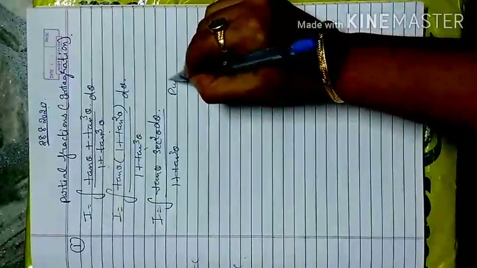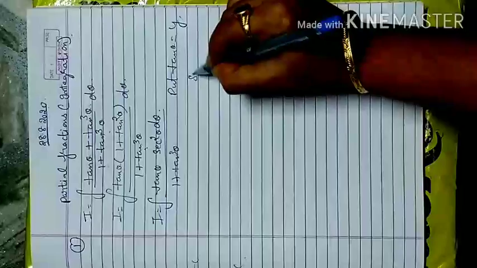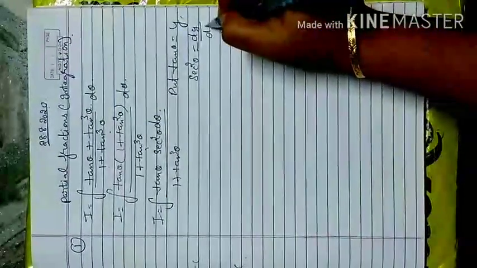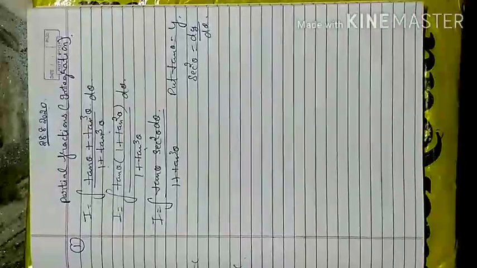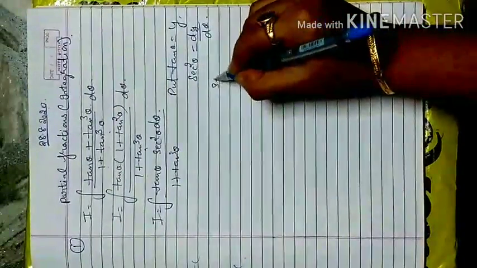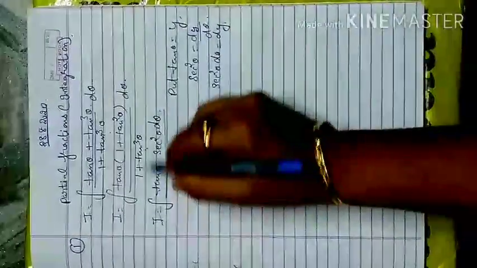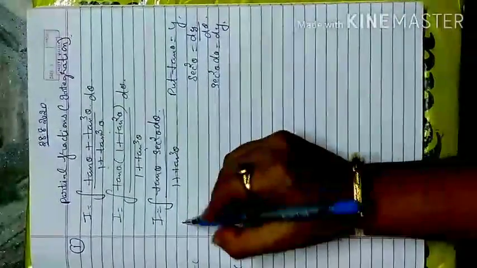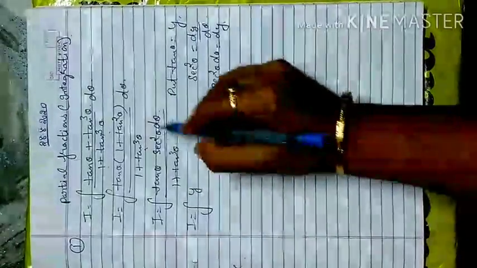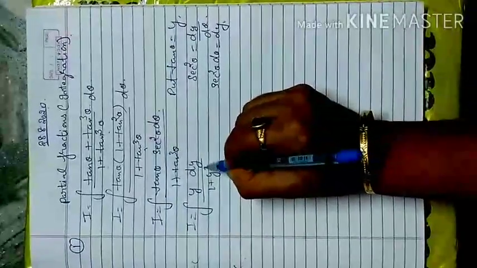Now we put tan theta equal to y, so when you differentiate, dy by d theta gives secant square theta, and secant square theta d theta changes to dy. It means all the theta values should be changed to y. So when I replace this, I get y here, dy in the numerator, and 1 plus y cube in the denominator.